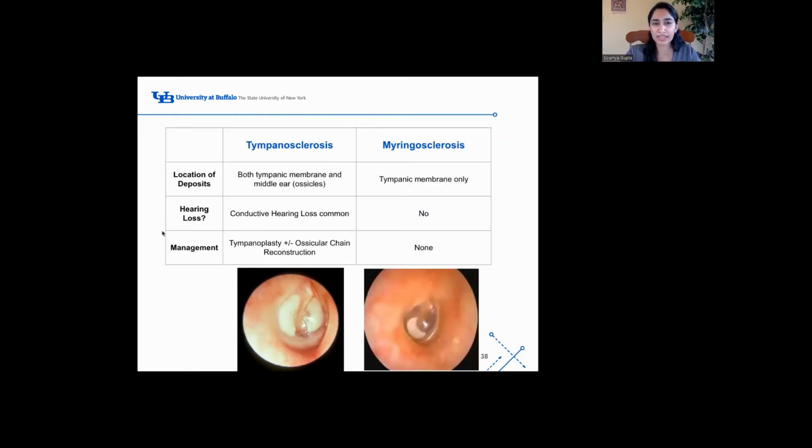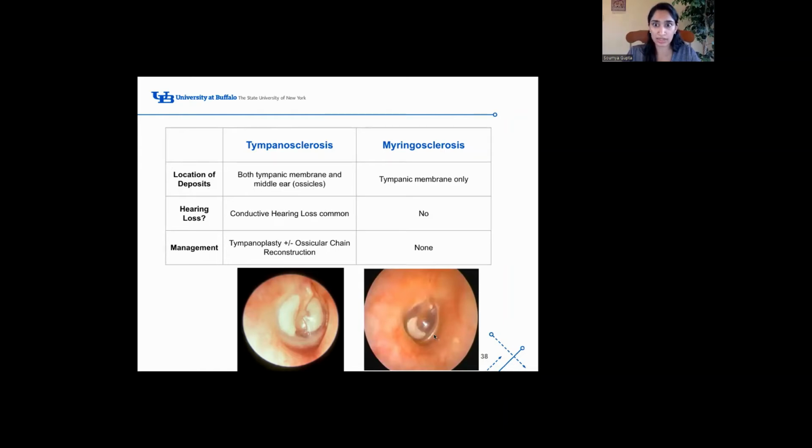And it can be easily confused with another condition called meringosclerosis. The difference is that with tympanosclerosis, the deposits are on both the tympanic membrane and the middle ear, so the ossicles can be involved. Whereas with meringosclerosis, it's only the tympanic membrane. So it can be difficult to see on the pictures.